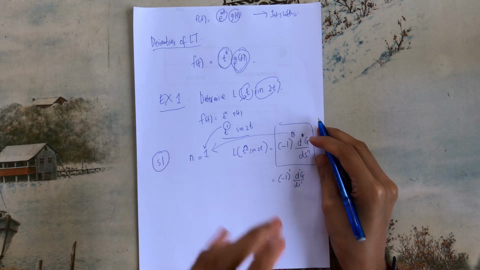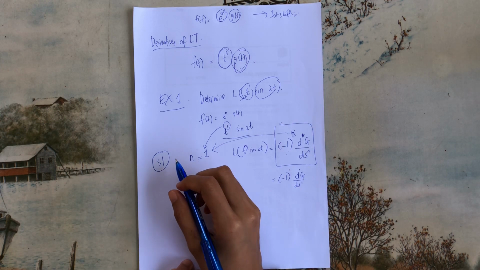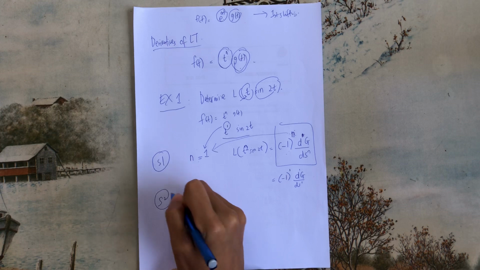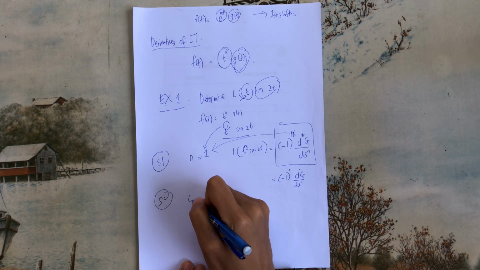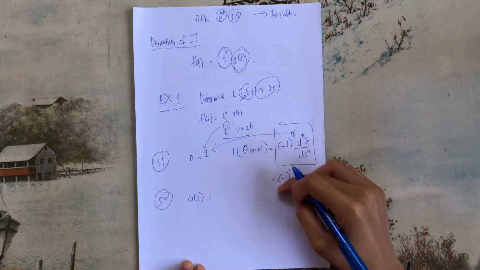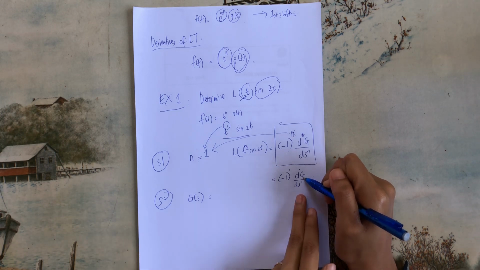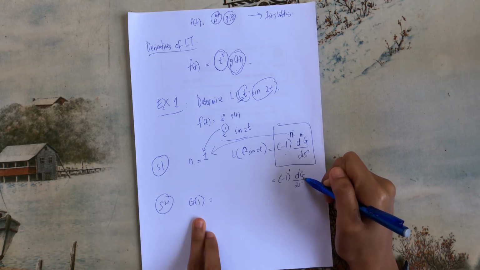So you need to differentiate your G. So for the second step, you need to find your G(s). Okay, meaning you want to differentiate this G, but there is no G yet. For this moment, you don't have G. So to differentiate this one, to solve this one, you need to find your G(s) first.